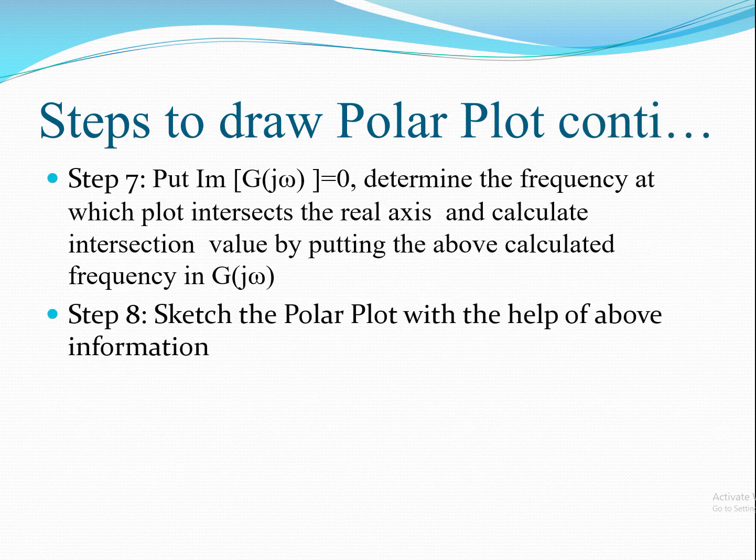In step number 7, we will put the imaginary part equal to 0, and whatever frequency we get, this frequency is nothing but the intersection with the real axis. And again we can calculate the intersection value by putting the above calculated value in G of j omega.